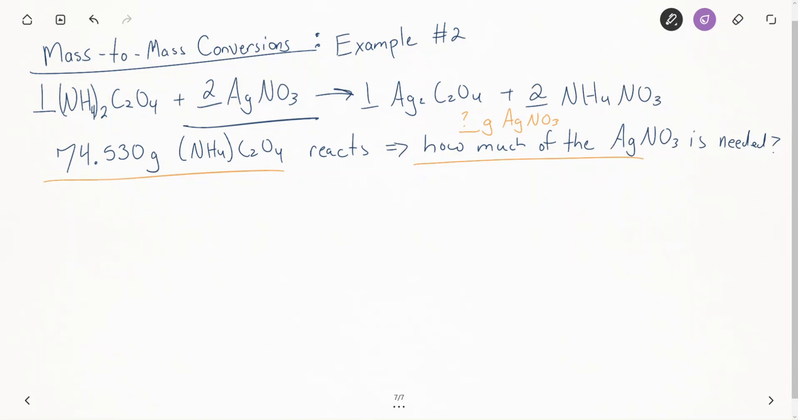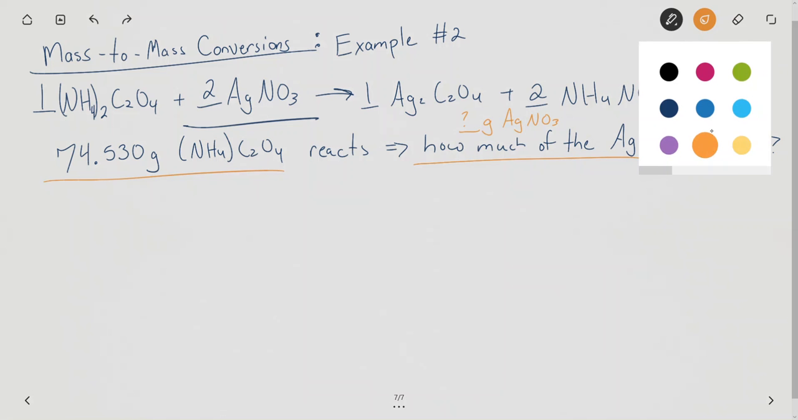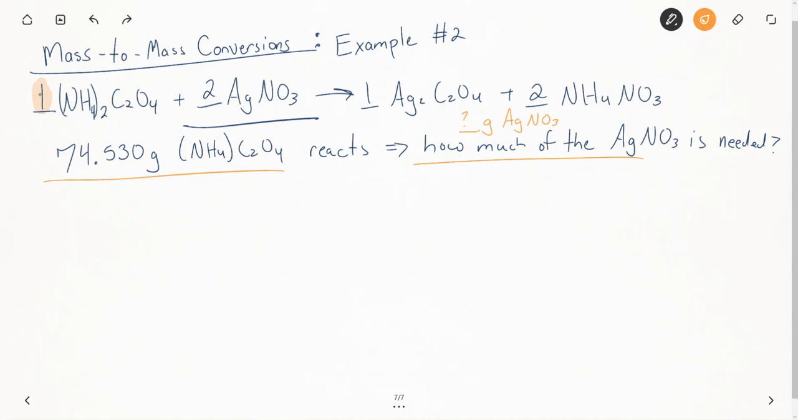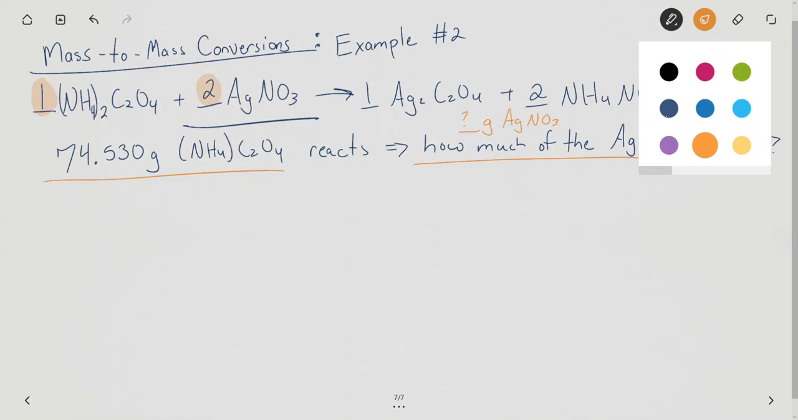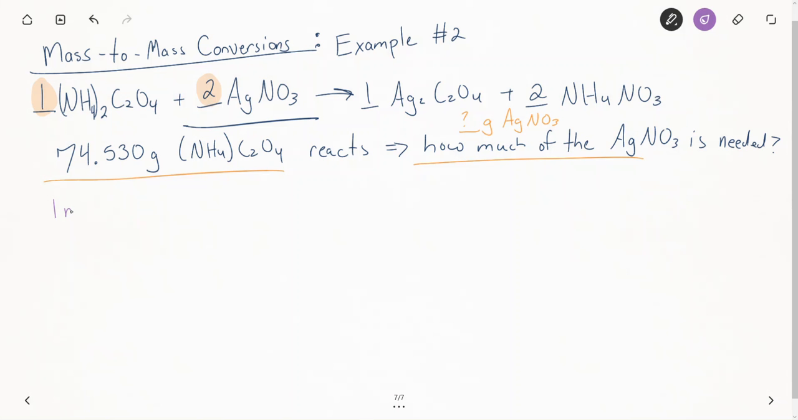between them. What this is saying up here, let me undo that and we can do that in a different way. There, let's highlight that. The value in front says 1 mole of ammonium oxalate will react with the value in front of the silver nitrate, 2 moles of silver nitrate. So what we have is 1 mole of ammonium oxalate will react with 2 moles of the silver nitrate. So we have that mole-to-mole ratio.